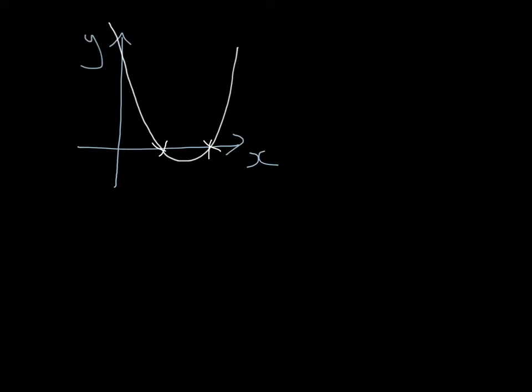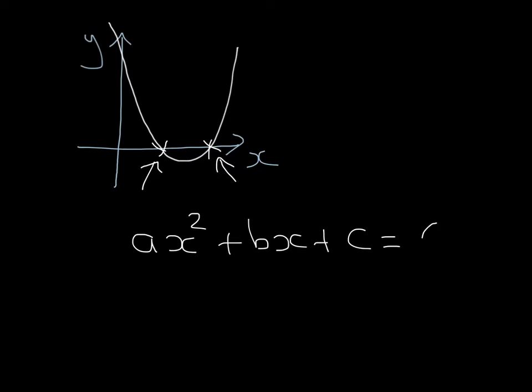Now the general form of a quadratic curve is ax squared plus bx plus c equals, and normally you'd say y, but in this case we're looking for where it crosses our x-axis, so it equals 0. Now a, b and c are just numbers. They can be whole numbers, fractions, decimals, or surds, but we're looking at the general case. So rather than use particular numbers, we're just going to use letters.